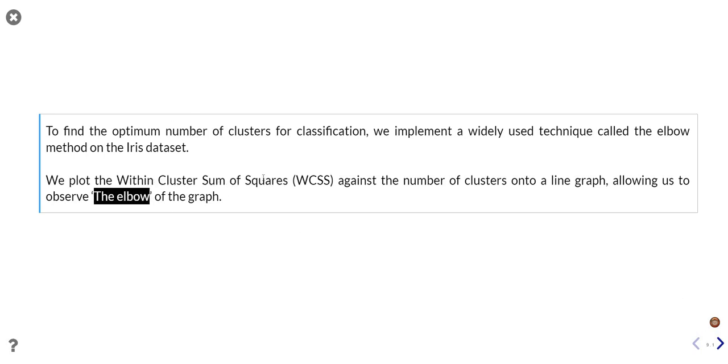So take note that the elbow method is used for selecting the k for k-means clustering. K refers to the number of clusters, and we use the within-cluster sum of squares, which is the sum of squared distances between each member of the cluster and its centroid. These are some of the important points you have to take note of.